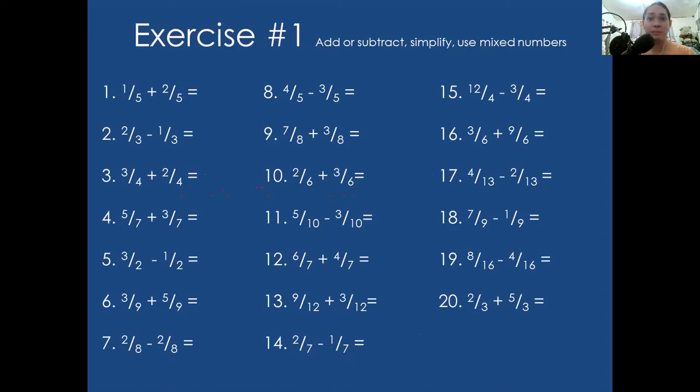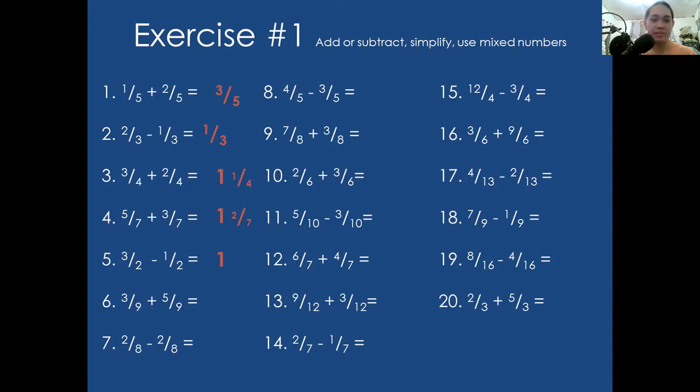Another, let's have some practice. Add or subtract, simplify, use mixed numbers if necessary. So number 1, what's your answer? Very good, 3 over 5. For number 2, yes, you have it 1/3. For number 3, we have 5 over 4 or 1 and 1/4 as its mixed form. Number 4, what do you think? Try to guess. Okay, you have it 8 over 7, or in mixed form, we have 1 and 2 over 7. And for number 5, you have it, yes, 2 over 2 or 1.